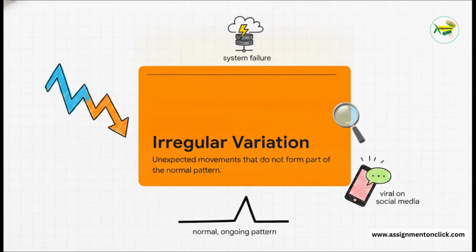Finally, there's irregular variation. These are the sudden anomalies you really have to investigate rather than just blindly trusting them as genuine trends. So if your site crashes, or conversely, if a product randomly goes viral on social media, those massive spikes or drops are irregular variations. They aren't part of your normal ongoing pattern.